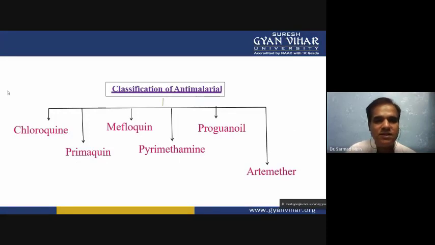Various types of anti-malarial drugs are available. The basic one is chloroquine, which is isolated from a plant, and then there are primaquine, mefloquine, trimethoprim, proguanil, and artemether. These are different drugs, and all of them inhibit the growth and development of the parasite.